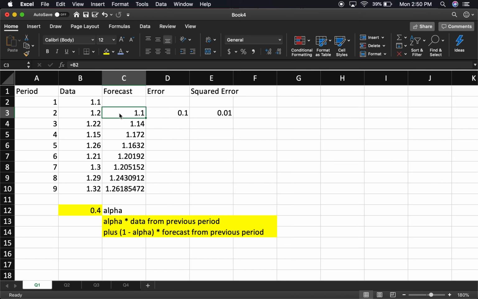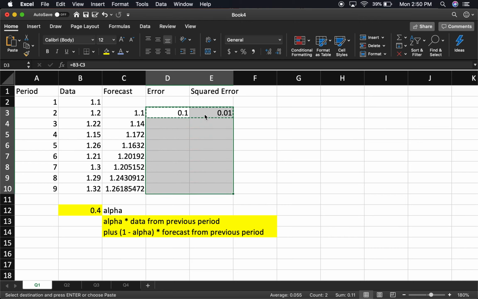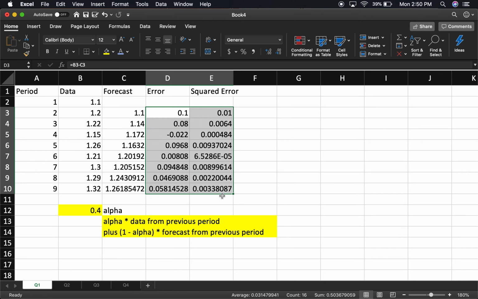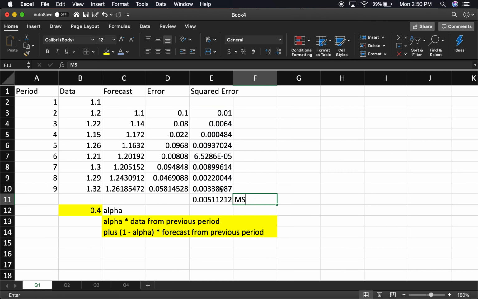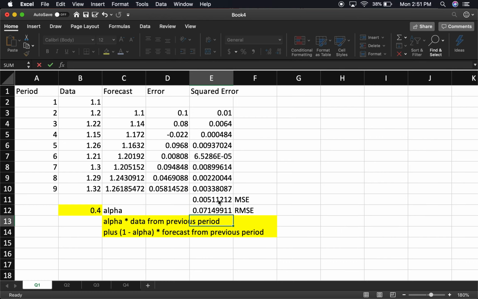I copy my errors. Actually, I'm going to copy these columns here all the way down. Now, how do I find the mean squared error? I just take the average of the squared error. That's the mean squared error. How do I find the root mean squared error? I take the square root of the mean squared error.